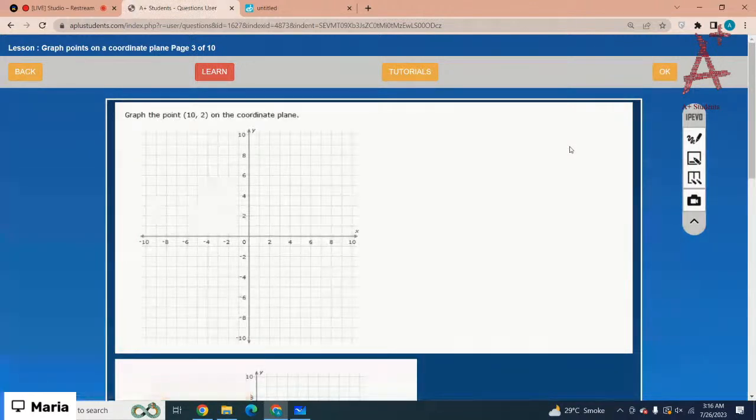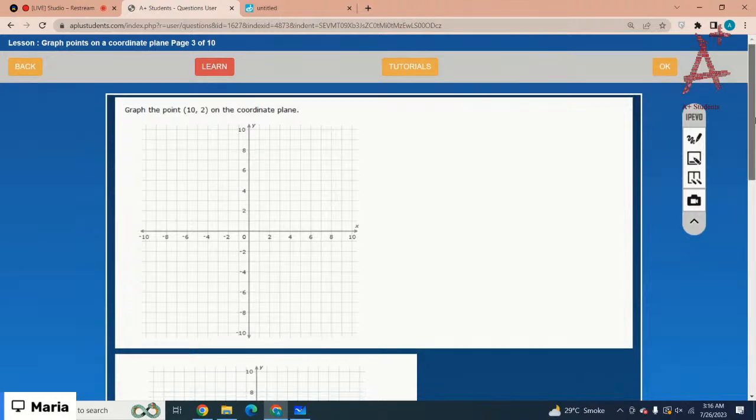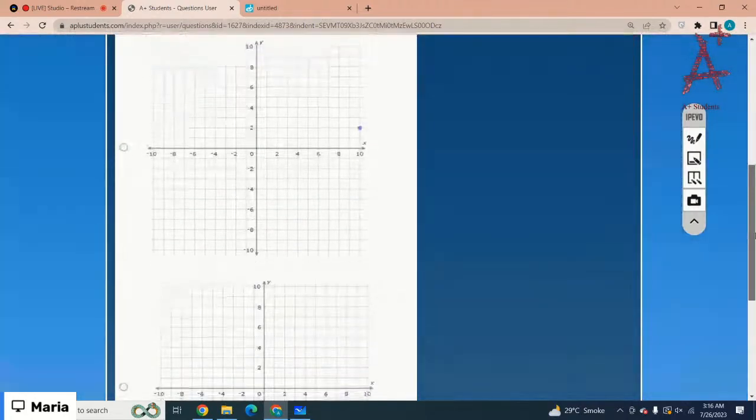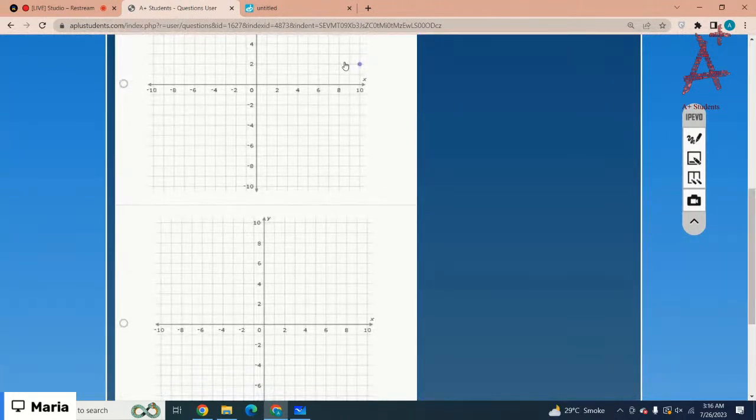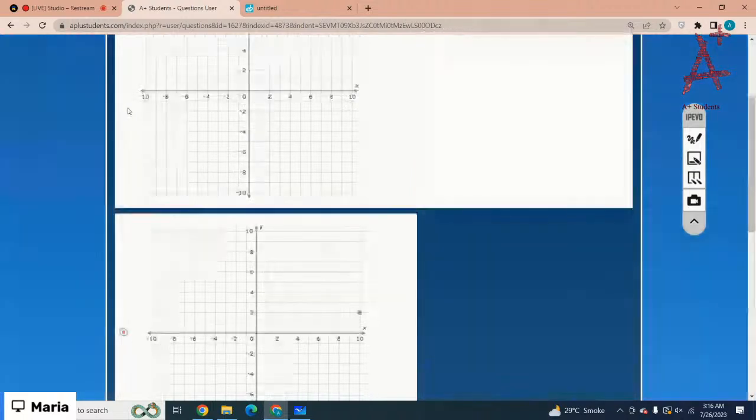Okay, the next one is graph the point 10, 2 on the coordinate plane. Again both the values, 10 and 2, are positive. That means the point must be in the first quadrant. So you can see both the options. This one is in the first quadrant and this one is in the third quadrant. That means this option is the correct one, because both x and y are positive, so the point would be in the first quadrant. So option number 1 is the correct option.